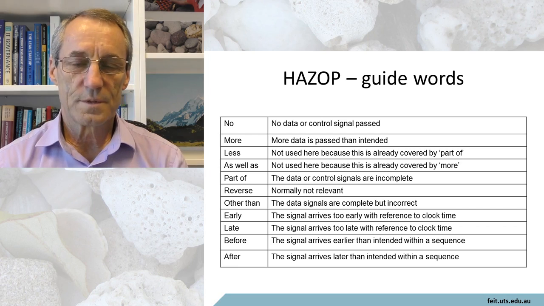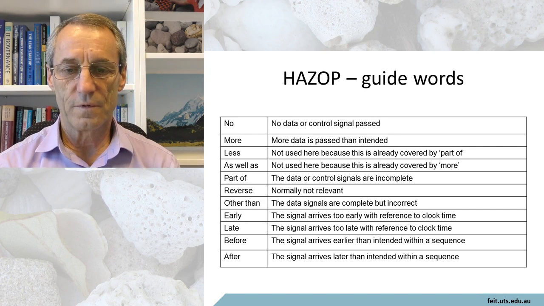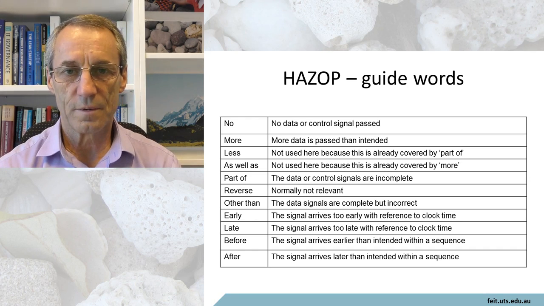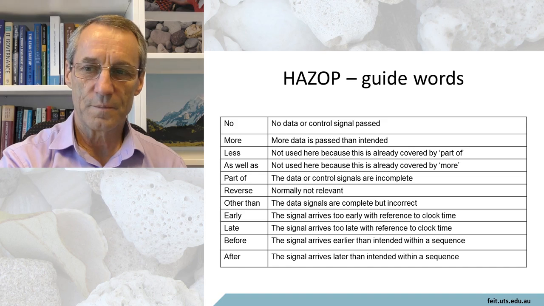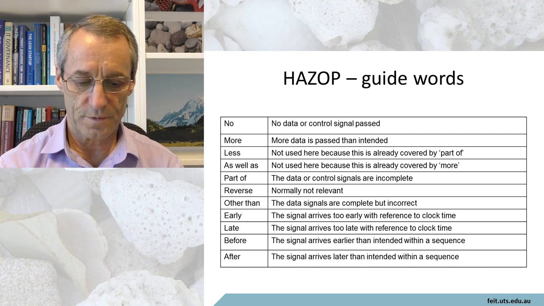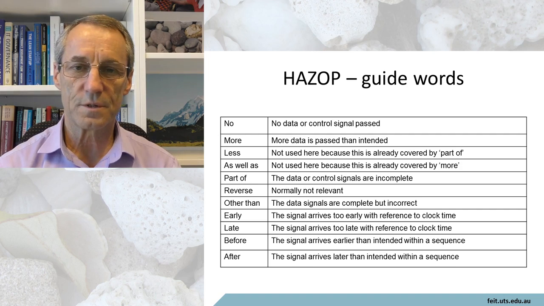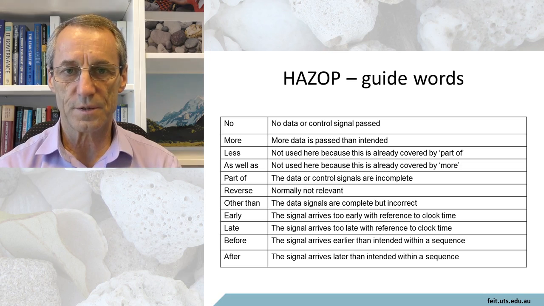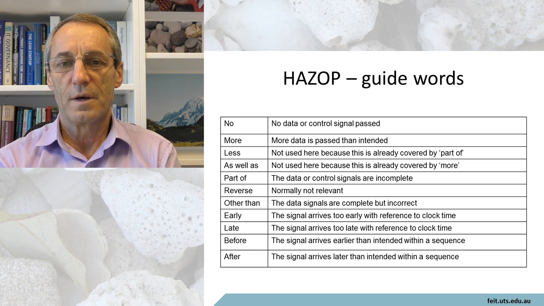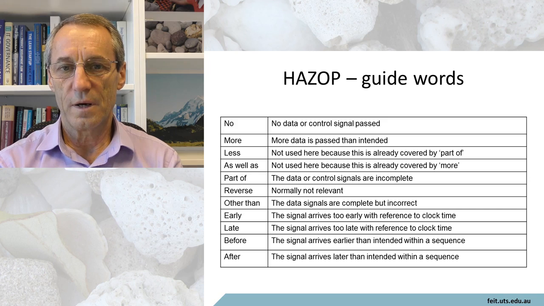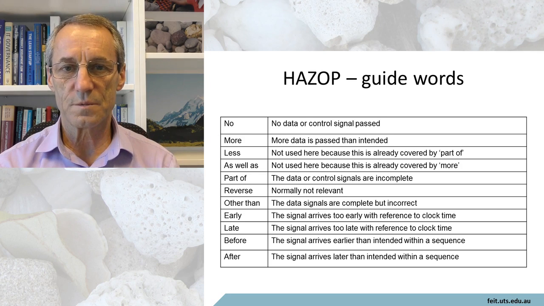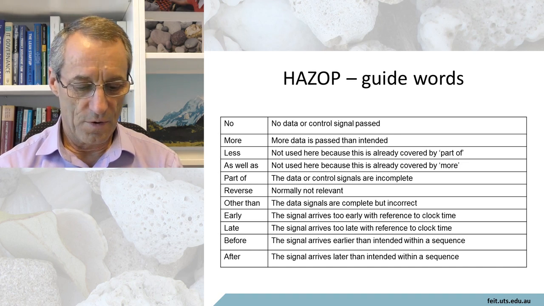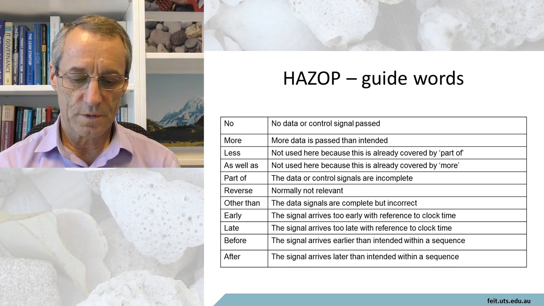Now, here are the guide words. Bear in mind, we were thinking in terms of signals in. Now, in the chemical refinery, it's chemicals coming in, or some signal to a valve or something like that. So we have this question, a guide word is no. What happens if no data or control signal is passed? If you're looking at a control system particularly, what does it do in these circumstances? What happens if it doesn't get the signal? Will that go wrong?